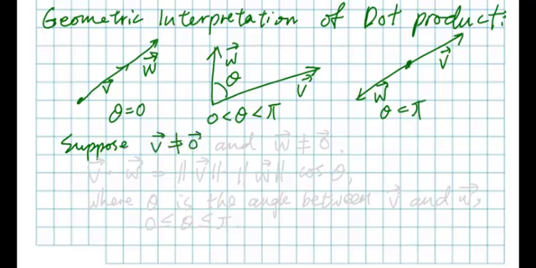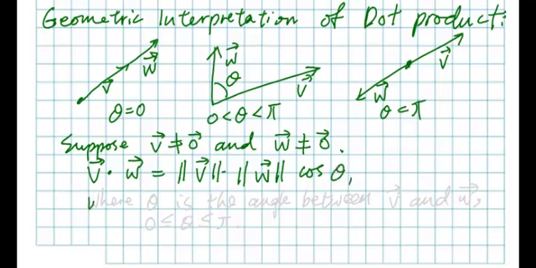Suppose vector v is not a zero vector and vector w is not a zero vector. Then the dot product vector v dot vector w equals the magnitude of vector v times, making sure that this dot represents the multiplication of real numbers, the magnitude of vector w, cosine of theta, where theta is the angle between vectors v and w, and theta is in between 0 and pi, including the endpoints.